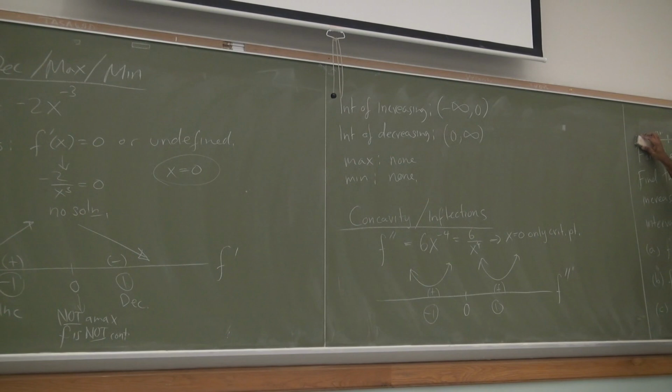Professor, would that be an asymptote at 0? 0 is an asymptote. Yes. We'll talk more about that when we get to 3.4.